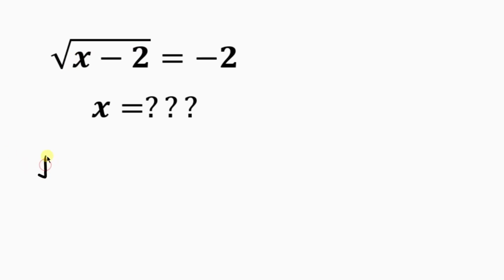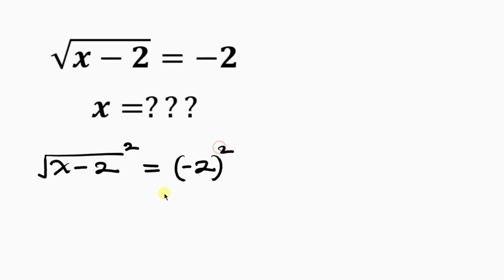So we have the square root of x minus 2. So we'll take the square of the left. This is equal to the right, we have -2, and we also have to take the square of the right. But be careful when taking the square of both sides, because that can introduce an extraneous solution. So make sure to check your final answer.